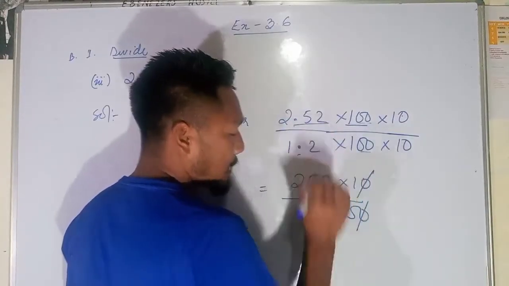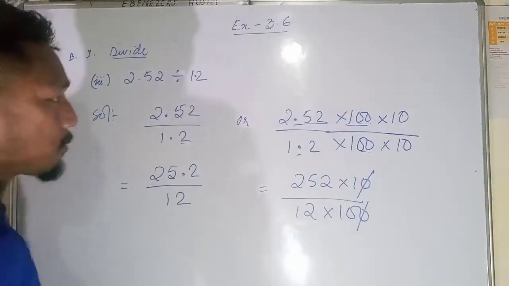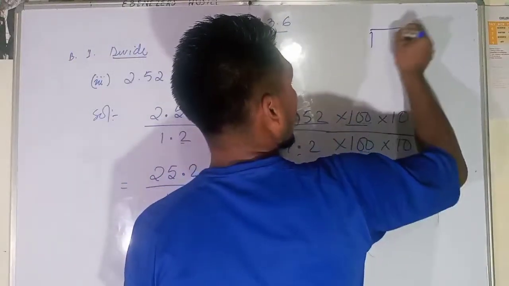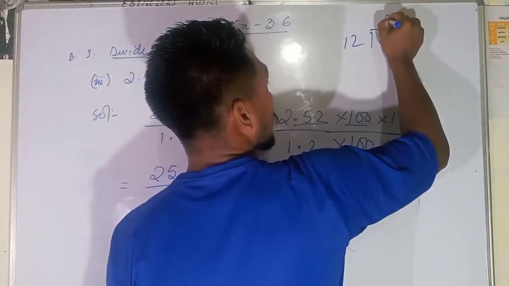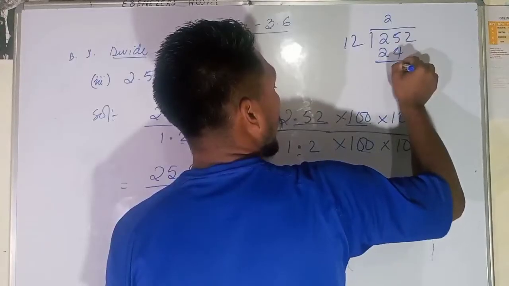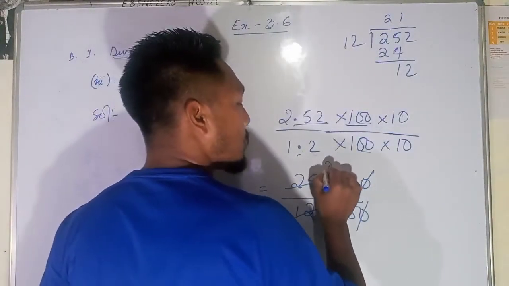So 0 and 0 cancel. Okay, now divided by 12. So 252 divided by 12. 12 2s are 24, 1 and then 12, 12 ones are 12. So if you divide it by this, your answer will become 21.